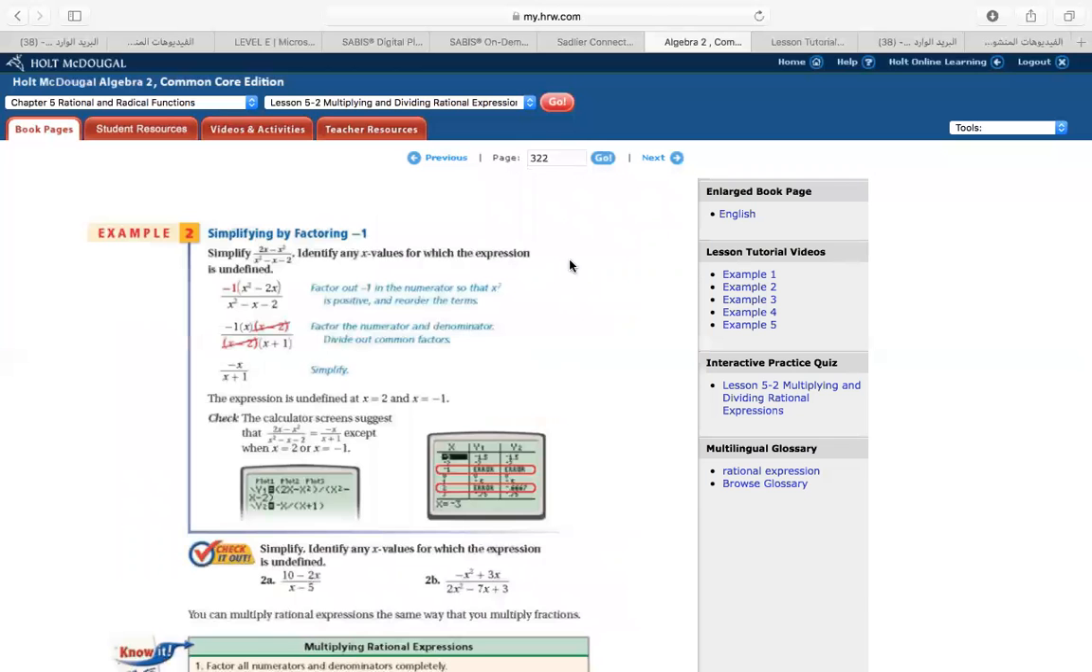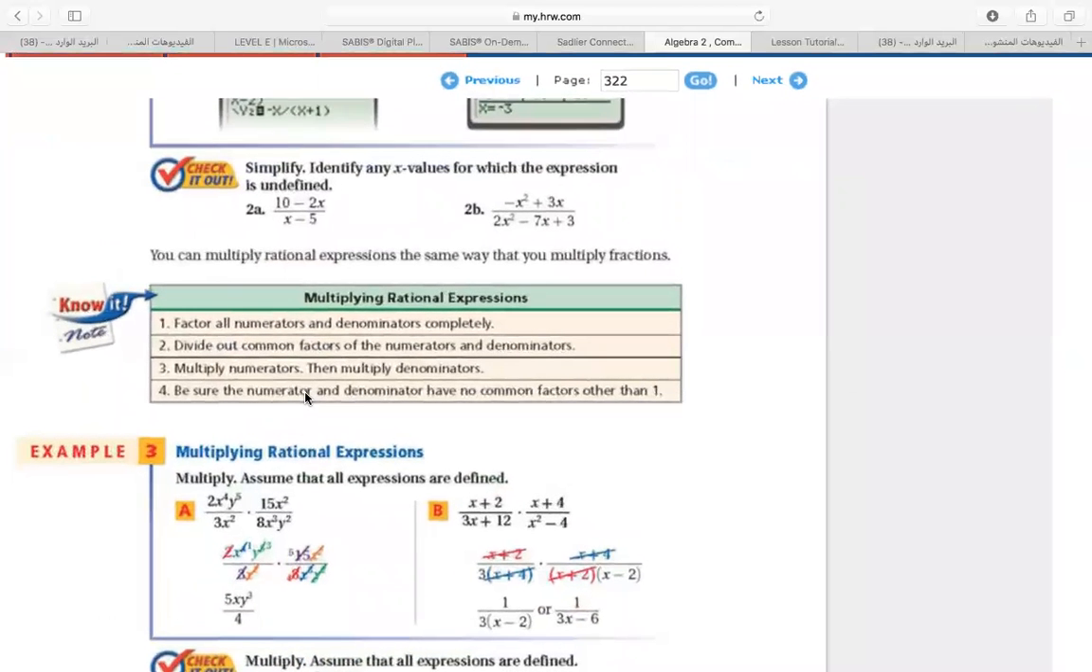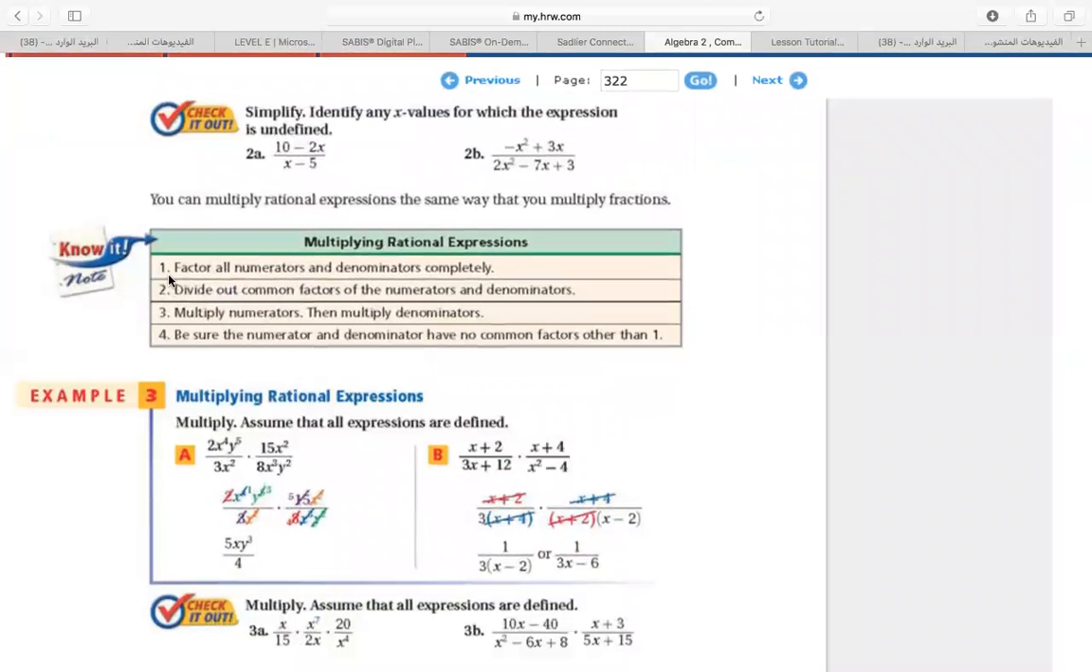Now we're going to go to the next page. We're going to solve example number 3. Before we solve it, we have steps that we have to follow.